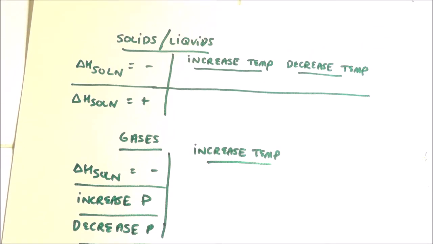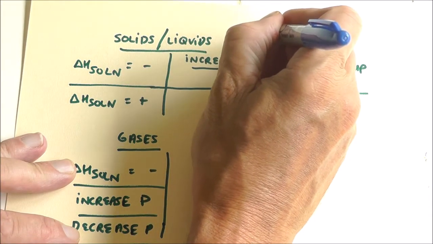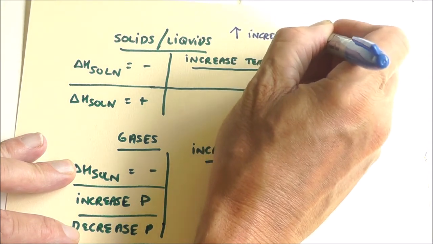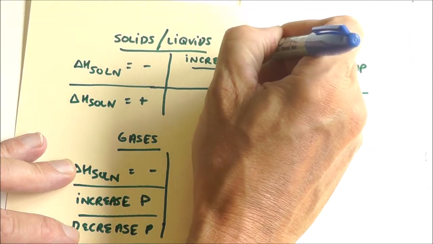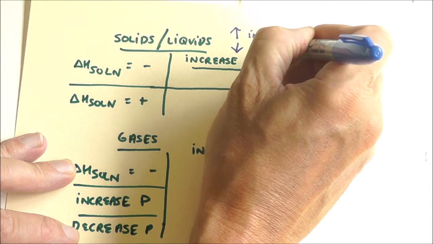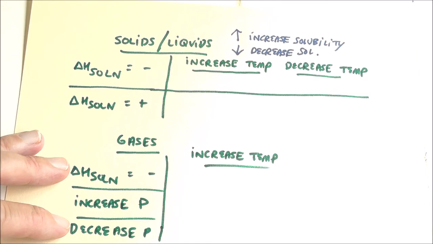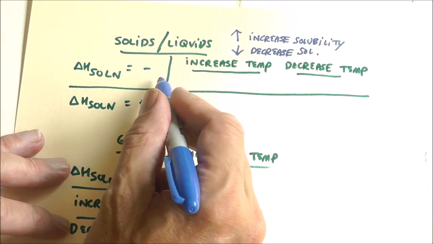All right, so now for this little graph, or chart I should call it, I'm going to try to wrap up every single scenario of what could happen. If I write an up arrow, that means increase solubility. And if I write a down arrow, it means decrease solubility. So, okay. I've got solids and liquids, something with a delta H solution that is negative.